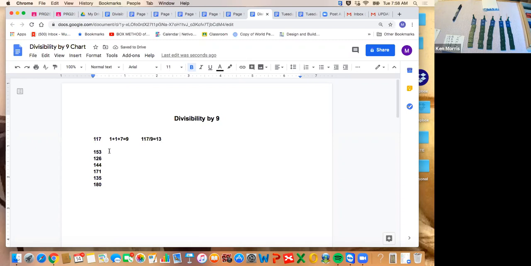Now let's look at 153. Let's add the digits again. 1 plus 5 plus 3 is equal to 9. If I divide 153 by 9, go back to my calculator, 153 divided by 9 is equal to 17, no remainder.